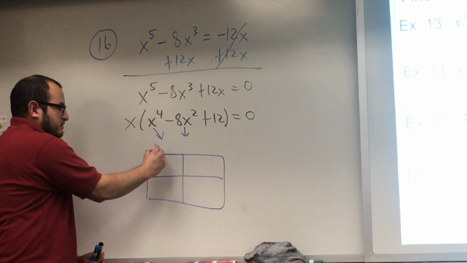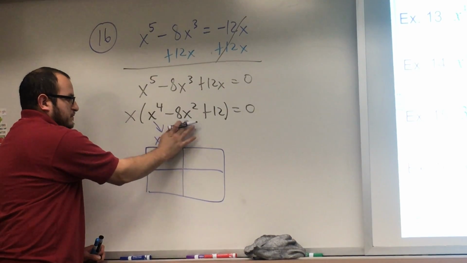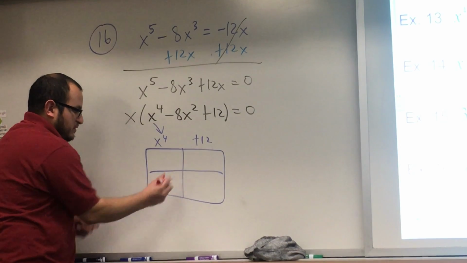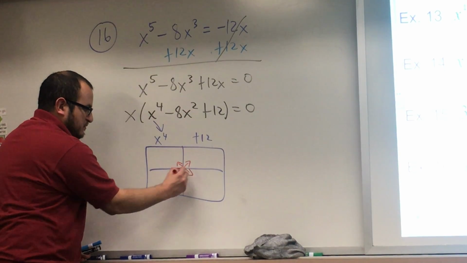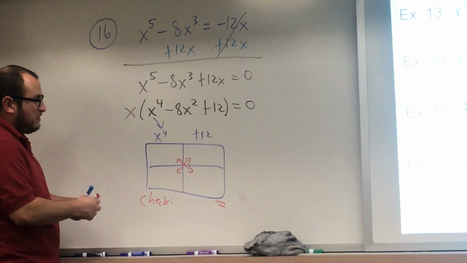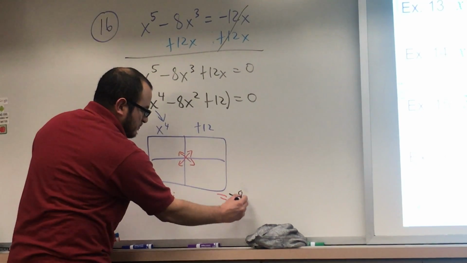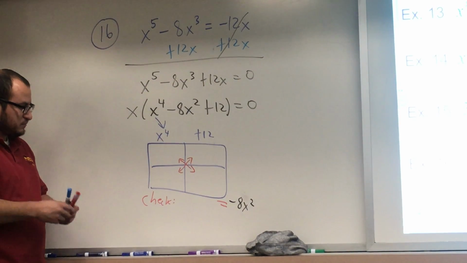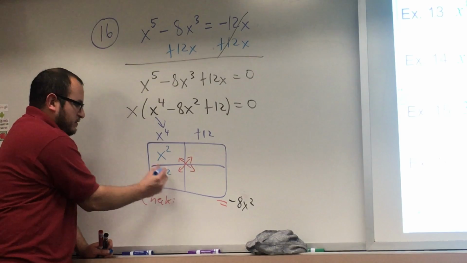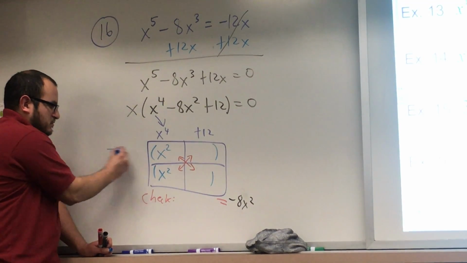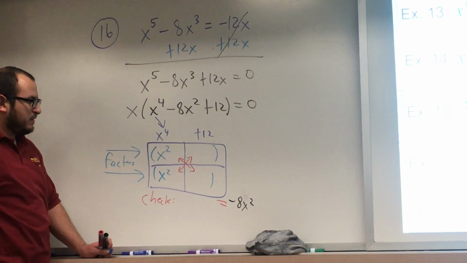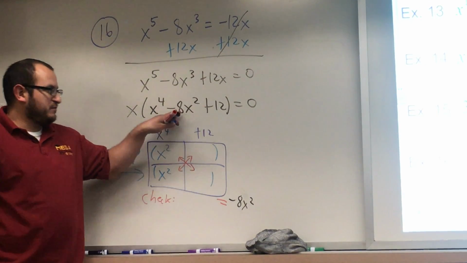Bring down the first term. Sorry. Positive 12. Remember, when you cross multiply, you want your answers to be negative 8x squared. Okay. Alright, how do you get x to the 4th? x squared, x squared. Remember, your answers go this way, horizontally. Now, if you think about it, we need to get 12, but it has to be negative.